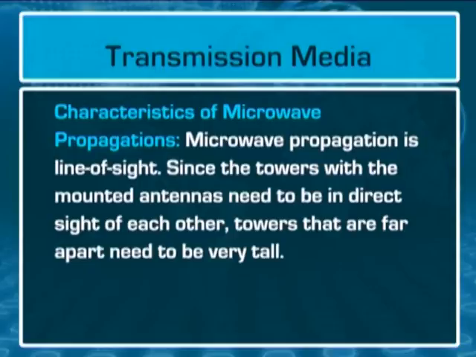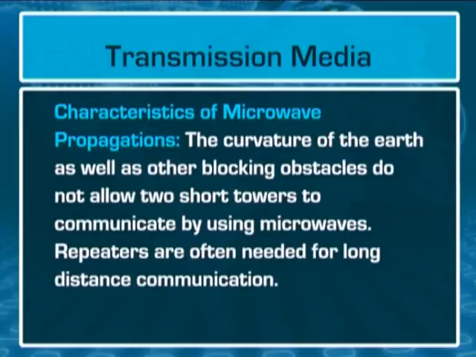There are some characteristics of microwave propagation. Number 1, microwave propagation is line of sight. Since the towers with the mounted antennas need to be in direct sight of each other, towers that are far apart need to be very tall. The curvature of the earth as well as other blocking obstacles do not allow two short towers to communicate by using microwaves. Repeaters are often needed for long distance communications.